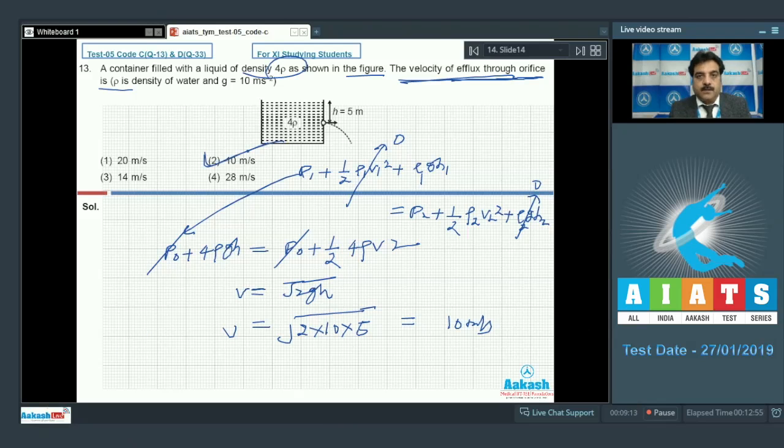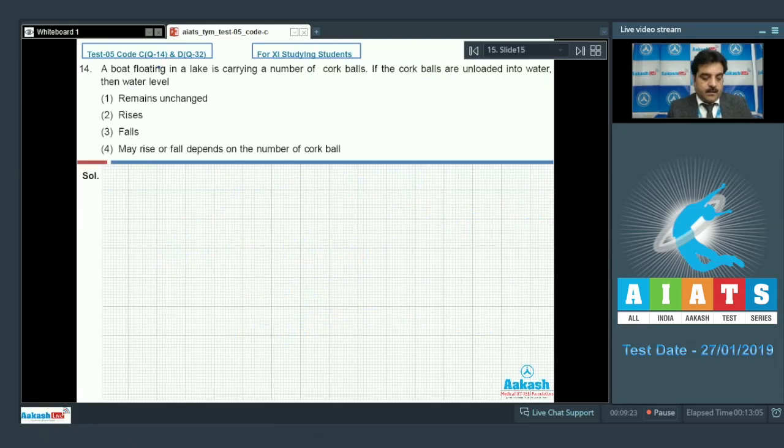So let's move on to question number 14. In question number 14, a boat floating in a lake is carrying a number of cork balls. If the corks are unloaded into water, then the water level is... So this is a very good question. So I can solve it just like that.